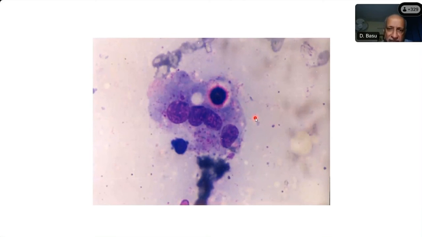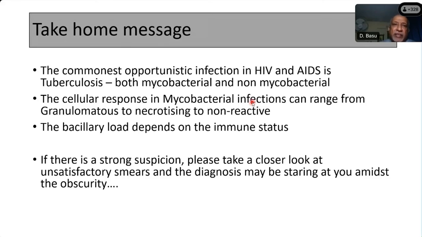Cryptococcus. Excellent. Cryptococcus neoformans would have been positive. Right. So the take-home message of this case is that the commonest opportunistic infection in HIV and AIDS is still tuberculosis, both mycobacterial and non-mycobacterial. The cellular response in mycobacterial infection can range from granulomatous to necrotizing to non-reactive. That's just basically neutrophilic infiltrate. As the immune status goes down, the bacillary load increases, right?